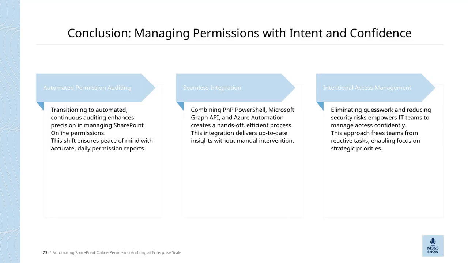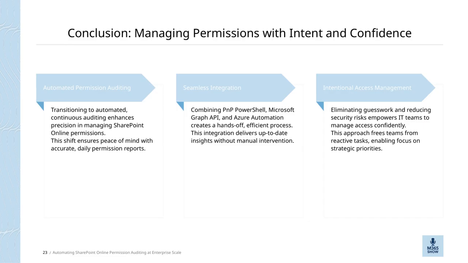Let's wrap up by emphasizing the importance of managing permissions with clear intent and confidence. Automating SharePoint Online permission auditing at an enterprise scale helps eliminate guesswork, which significantly reduces security risks. When IT teams can confidently control access, they're empowered to move beyond reactive tasks and focus more on strategic initiatives that add value.